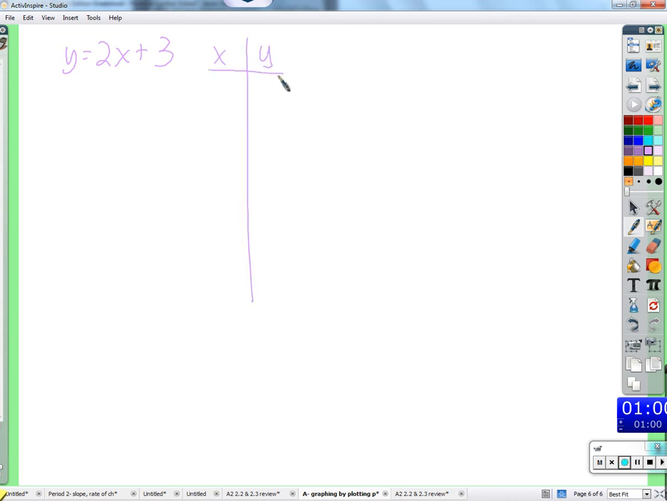But before we start plugging things in, I want to talk to you about a math word. This math word is domain. Have you guys ever heard the word domain before in math? No, I can't remember.